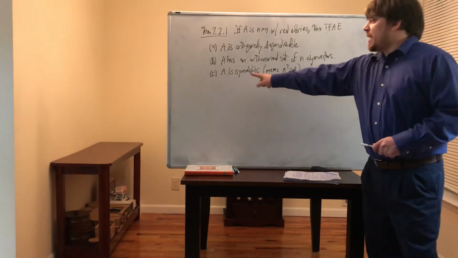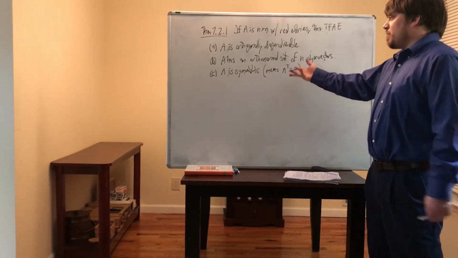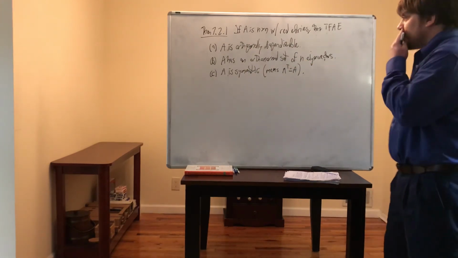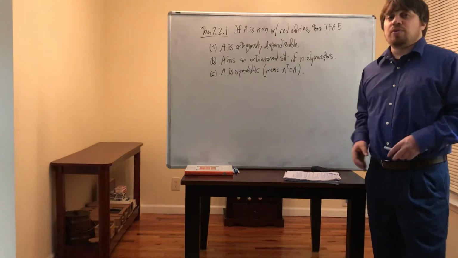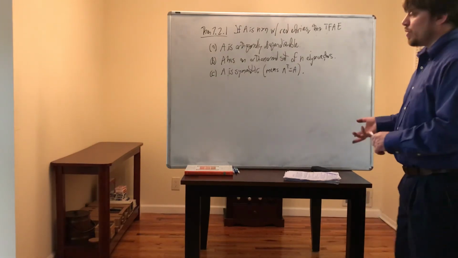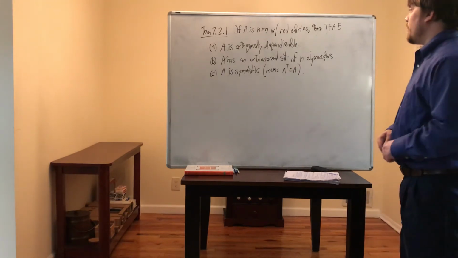Okay, statement C is A is symmetric, and that means that the matrix A is a matrix such that A transpose is equal to A. If you switch the rows to columns or the columns to rows, you end up with the exact same matrix. That's statement C. And that's either true or false, but not both.